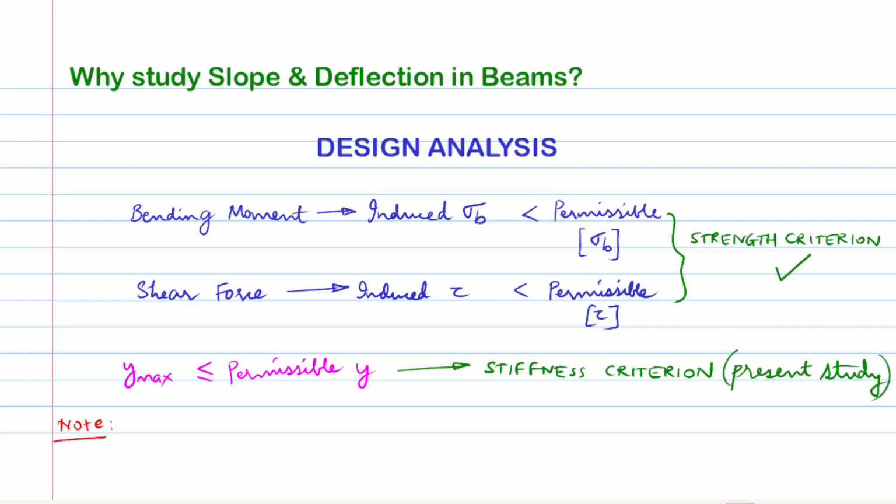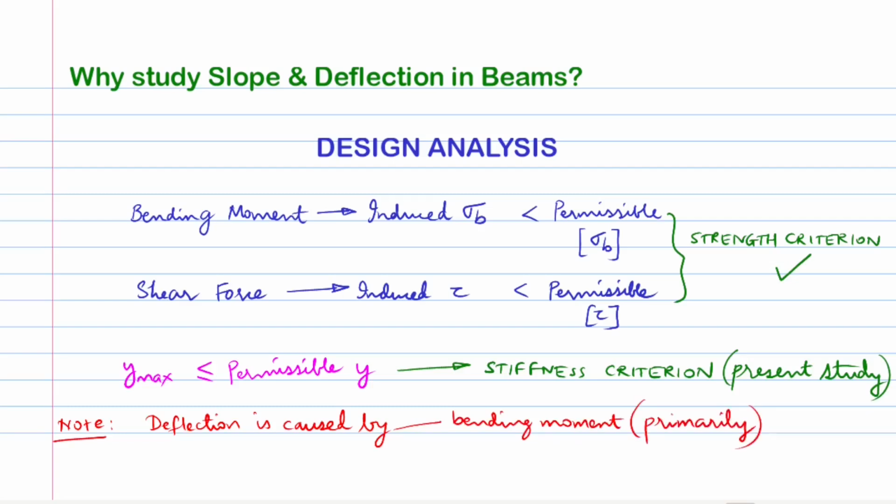It may be noted that under the action of external loads and external moments, any beam bends and suffers deflection at various points along the length. The deflection is caused by the bending moment acting at various sections of the beam. Deflection is also caused due to shear, but the magnitude is small compared to that due to bending, and hence it is generally neglected.